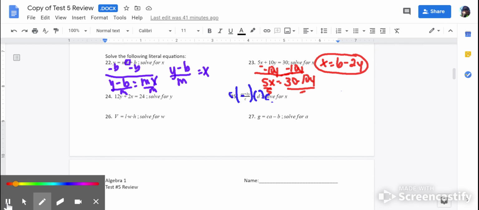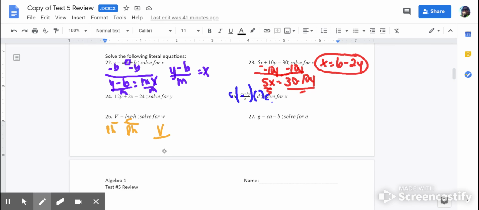For 26, we have volume equals length times width times height. So I want to solve for my width. And I notice that length and height are both being multiplied at the same time, so we've got to do the opposite. I can divide each side by L times H. And if I do that, I get V divided by L times H equals W. That'll be my final answer.